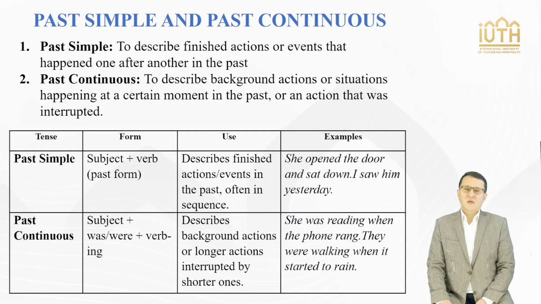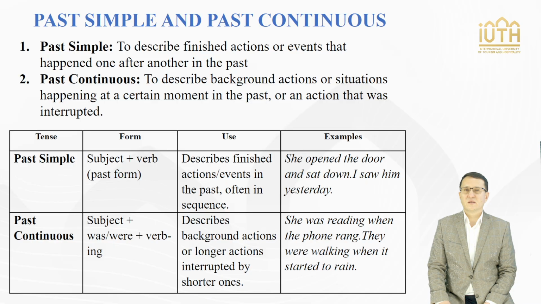Now let's turn to today's grammar topic. Past simple. Form: subject plus past verb, regular with -ed, irregular with the second form. The usage: to describe finished actions or events that happened one after another in the past, the main storyline. Keywords: yesterday, last year, in 2010, 2 days ago, then, after that. Example: she opened the door, walked into the room, and sat down. These are completed actions happening in sequence.